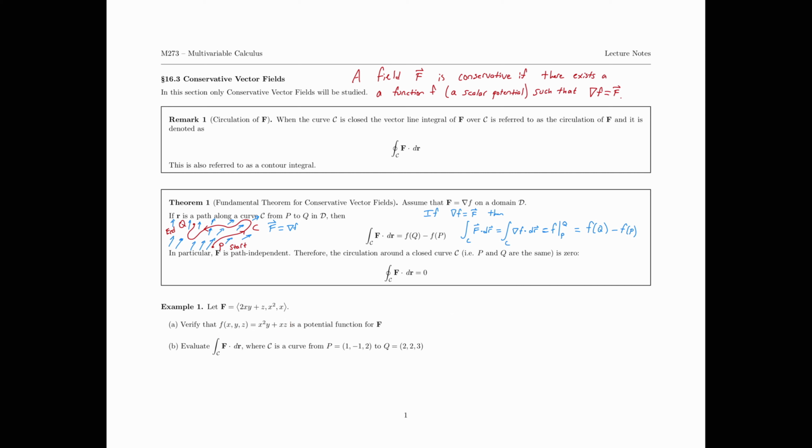So for part A, to verify that this is a potential for F, all we have to do is take the gradient of it and show that it does equal capital F. So the gradient of this function, the x partial is 2xy plus z, the y partial is x squared, and the z partial is x, which does, in fact, match the given vector field.